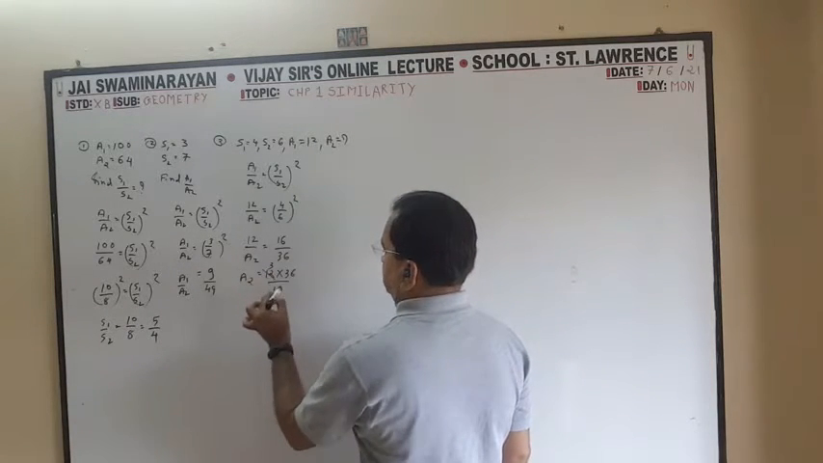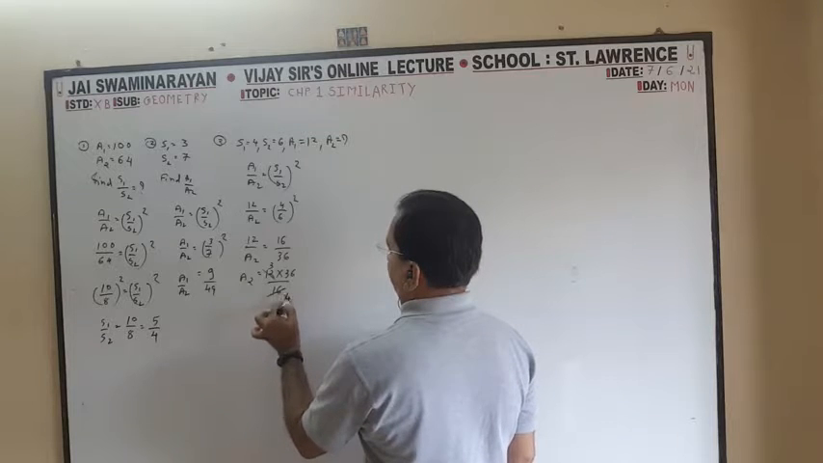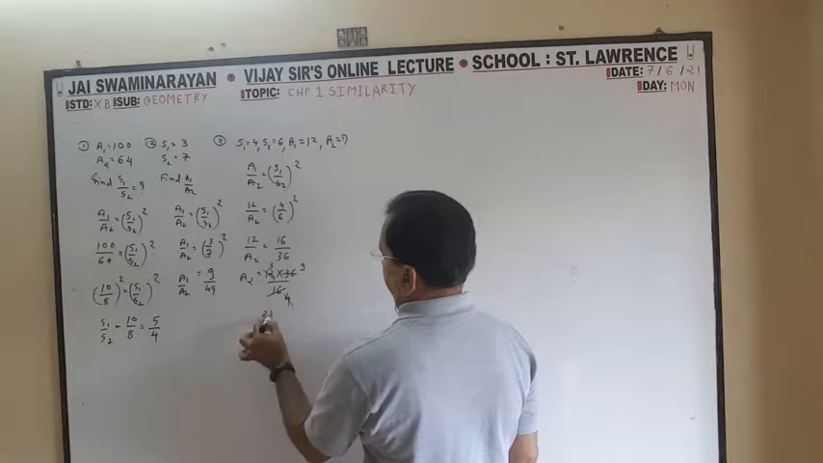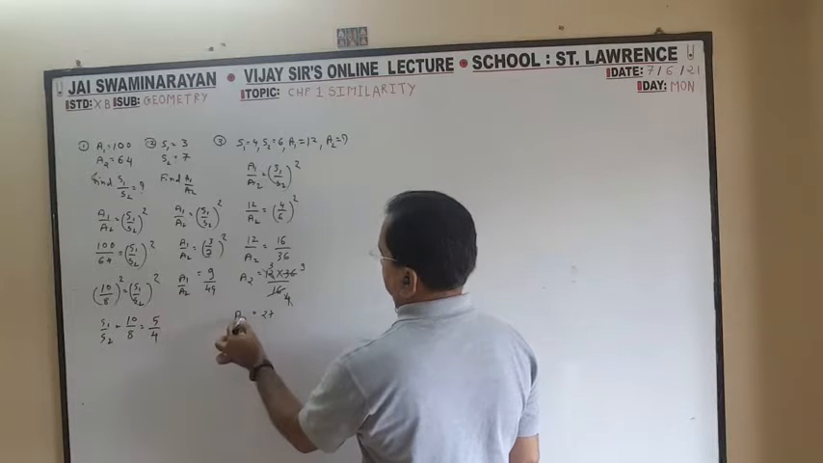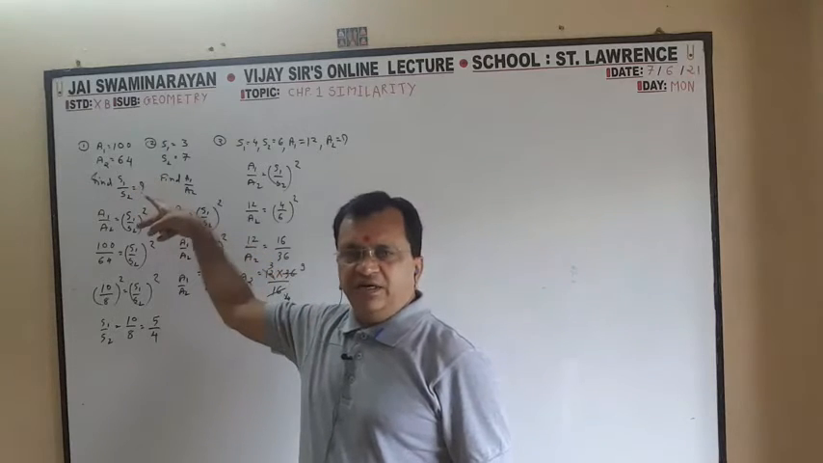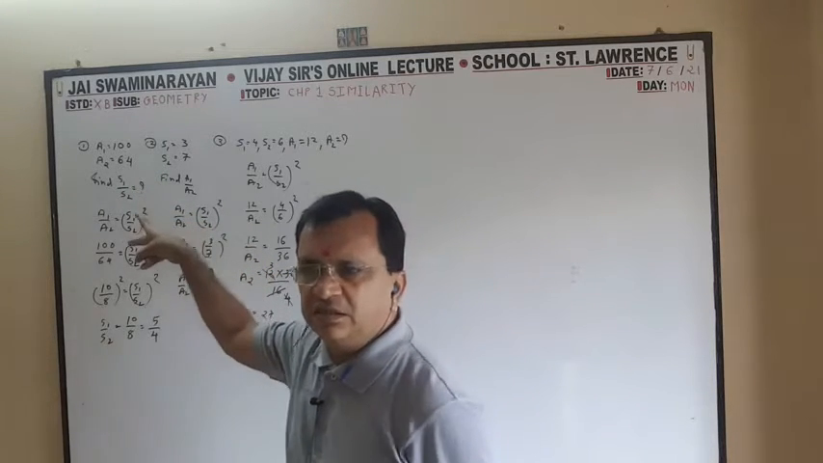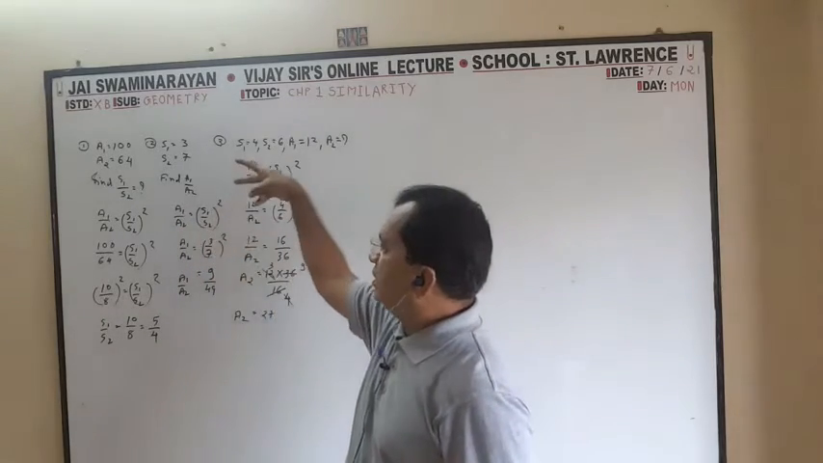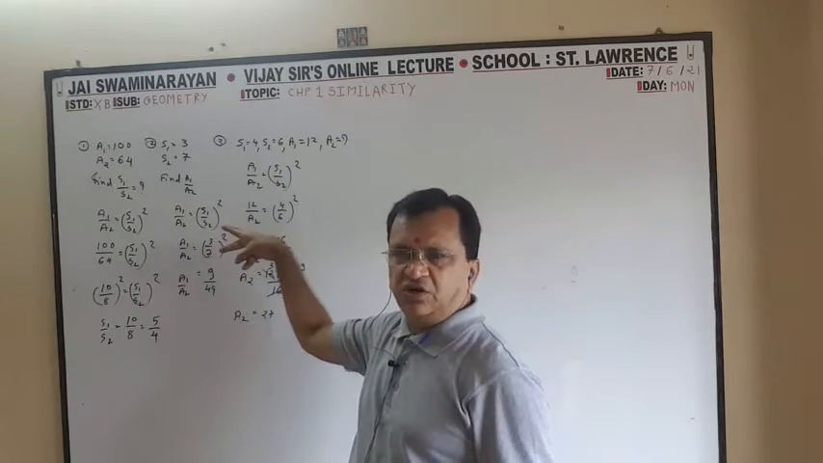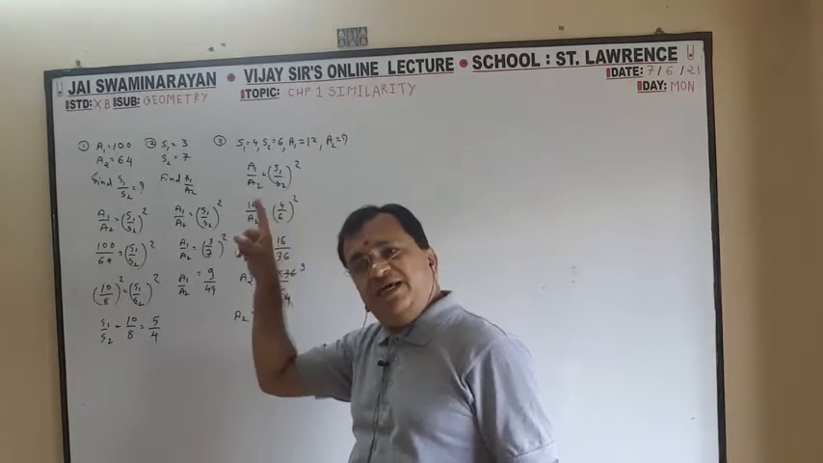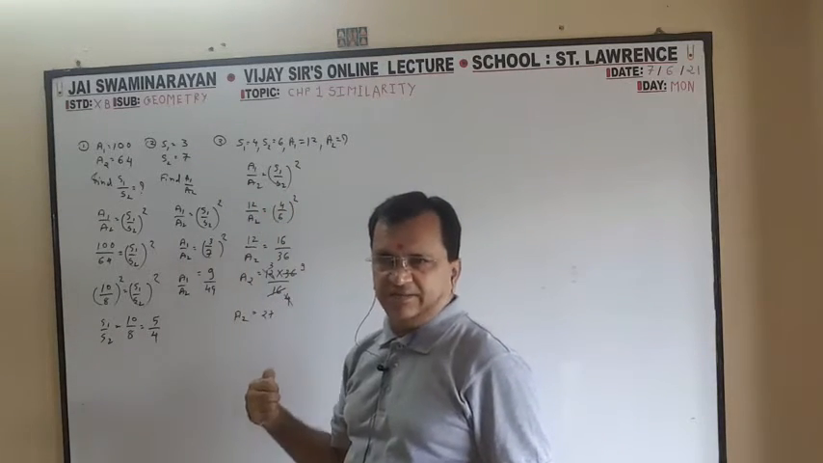Four threes are 12, 4 9s are 36, so A2 is 27. When two areas are given, find the ratio of two sides. When two sides are given, find the ratio of two areas. When two sides are given and one area is given, find out the other area.